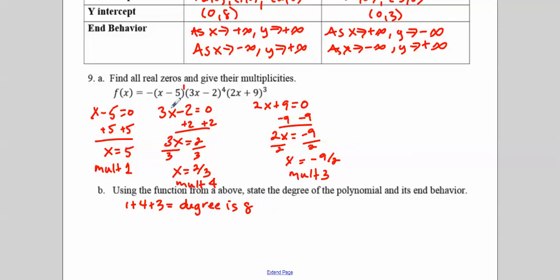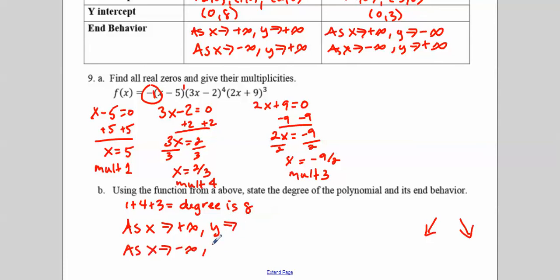Alright, the end behavior, your lead coefficient is -1. That tells you that the right side goes down. And your degree is even. That tells you that the left side matches the right side. So let's fill in what we always know. As x goes to positive infinity, y goes to. As x goes to negative infinity, y goes to. So as x goes to positive infinity, that's on the right side. The y is going down, so it's going to negative infinity. And as x goes to negative infinity, the y is going down again, so the y goes to negative infinity.